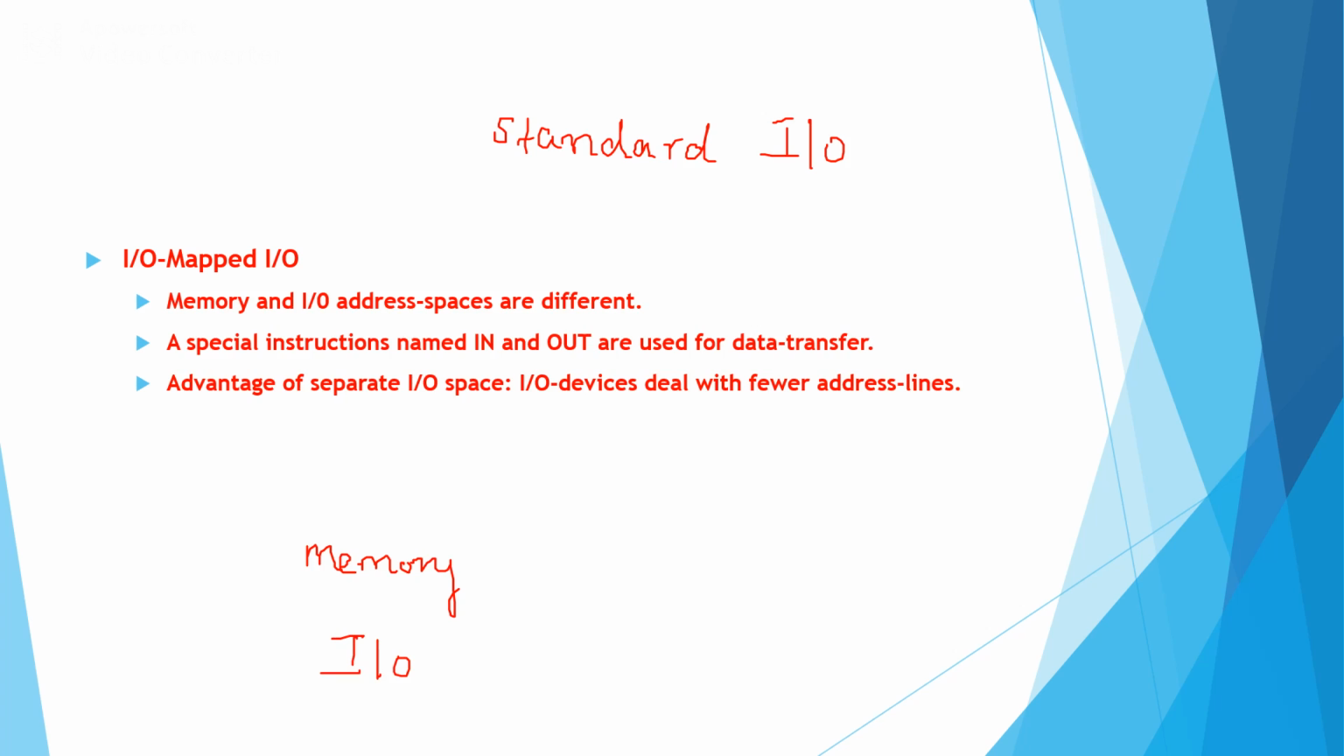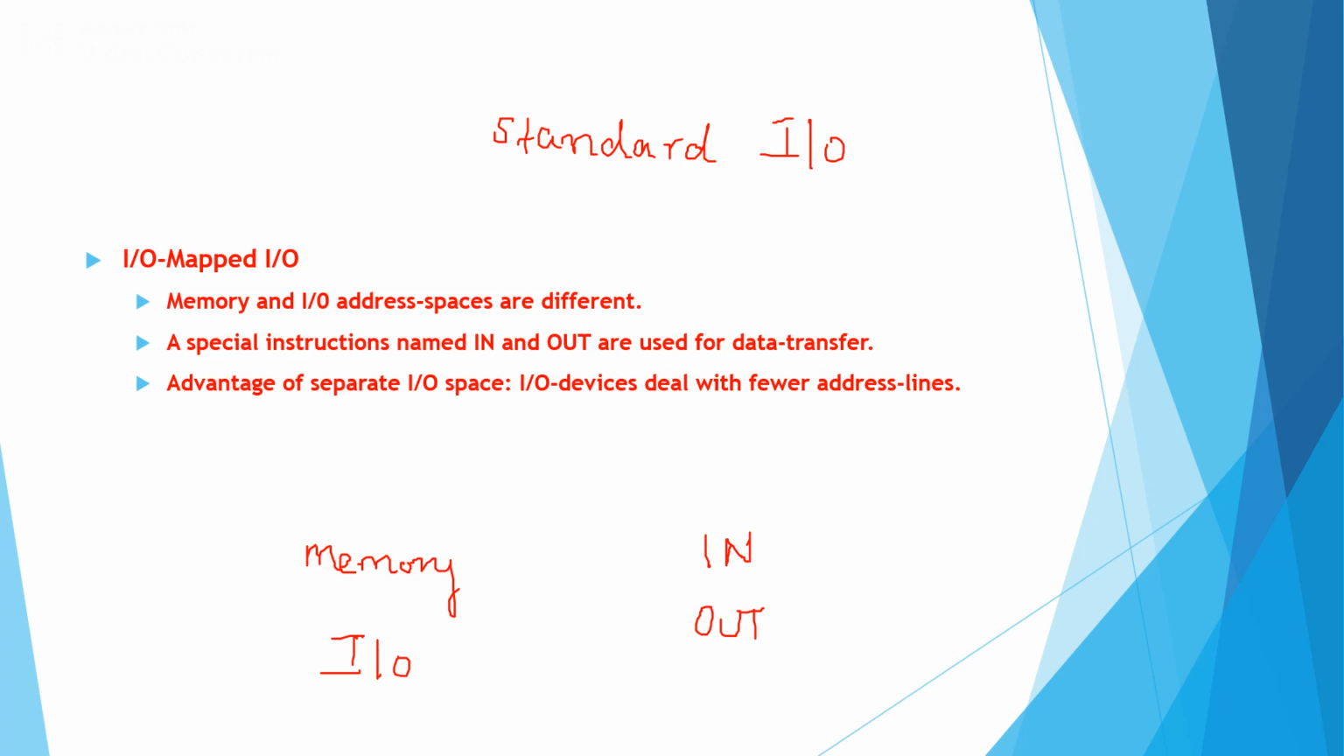Also, special instructions named in and out instructions can be used. So here in the instruction we can make use of in as well as out. Such special kinds of instructions can be used in order to perform the data transfer with respect to IO devices.